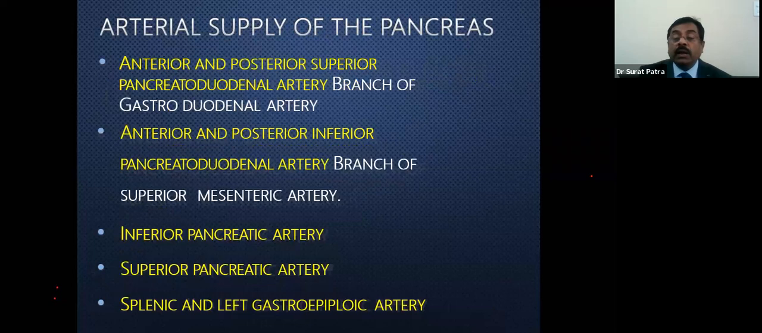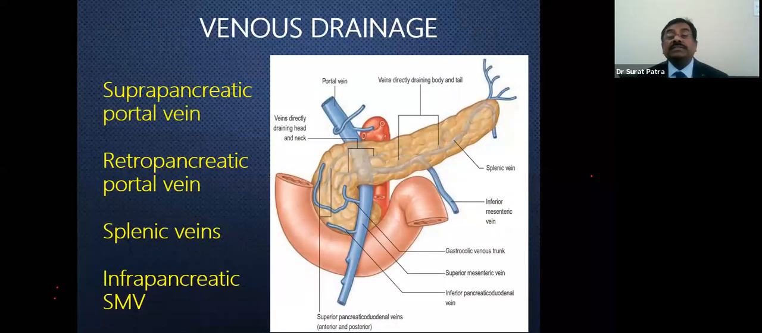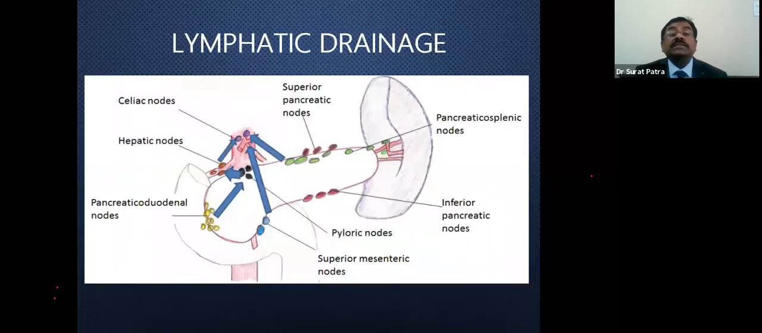The arterial supply, we all know. This picture is self-explanatory. Venous drainage, this is for the sake of the UGs and PGs. The lymphatic drainage drains into 5 major groups: the anterior pancreatic duodenal group, pyloric lymph nodes, superior mesenteric lymph node, splenic lymph node, and superior and inferior pancreatic lymph nodes. This shows the drainage of the lymph.